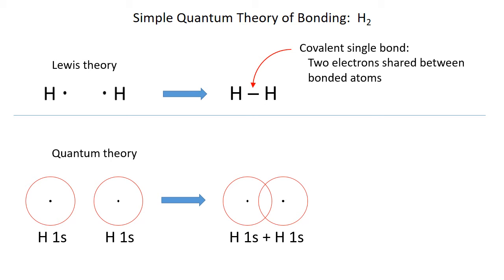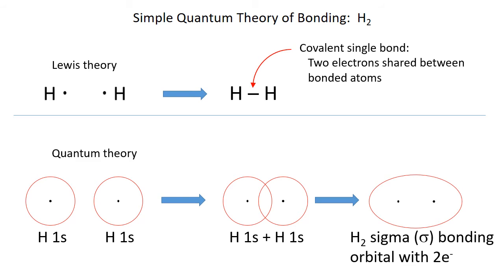And when those overlap, or add together, what I get is a bonding orbital that belongs to that entire molecule. So the covalent bond in quantum theory is formed by combining wave functions from the two bonded atoms to form a bonding orbital. If I have a single bond, we'll call that a sigma bond. So we use the Greek letter sigma to denote a single bond in quantum theory. And since each hydrogen contributed one electron apiece, this sigma bonding orbital in H2 contains our two electrons in the molecule. So all of these ideas together form the basis for valence bond theory.